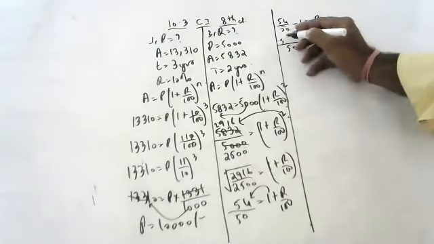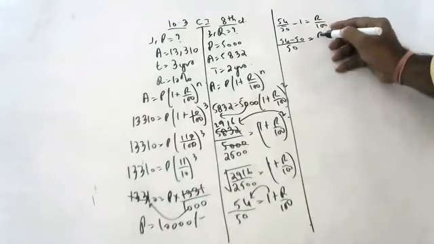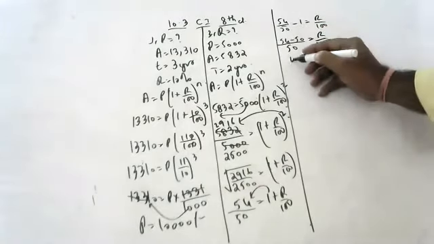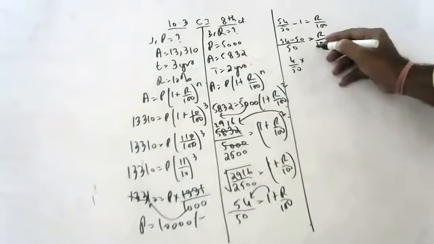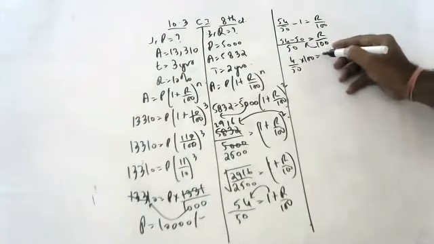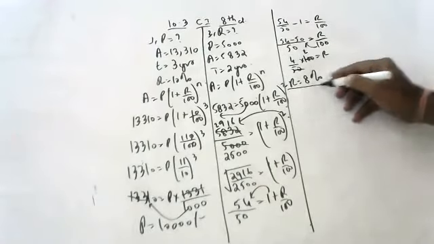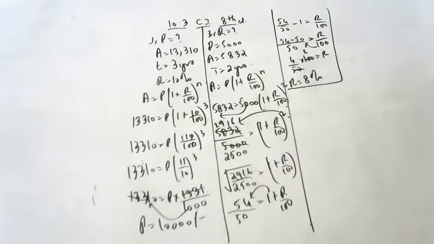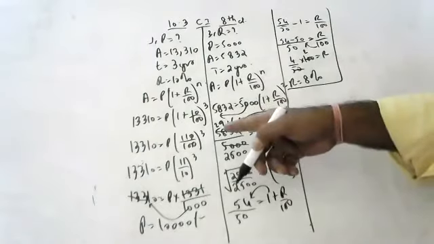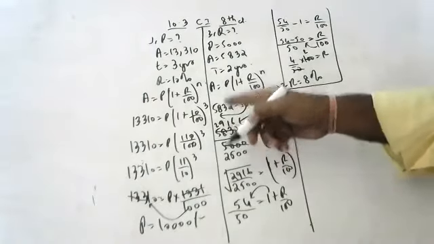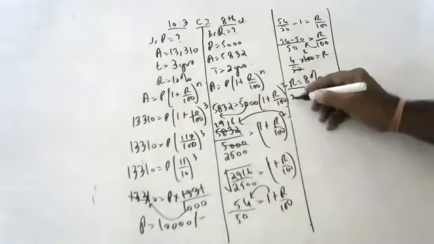Taking the LCM 50, 54 minus 50 by 50 is equal to r by 100. This 100 goes up: 4 by 50 into 100 is equal to r. R is equal to 8. 8% is the rate of interest. Children, when a square goes to the other side, it becomes a root. You should remember that.